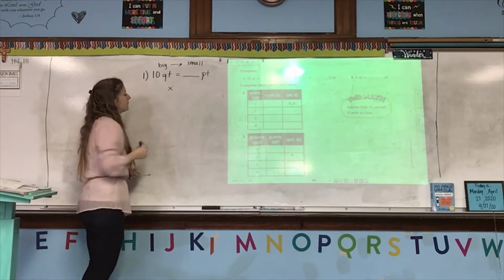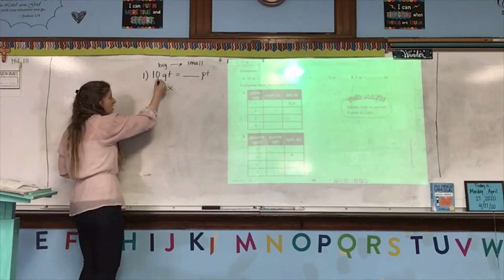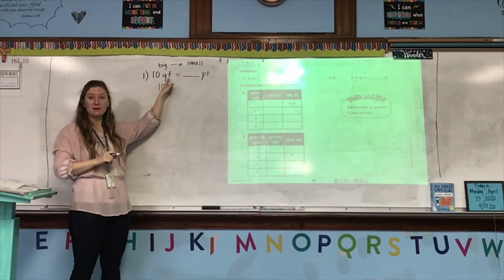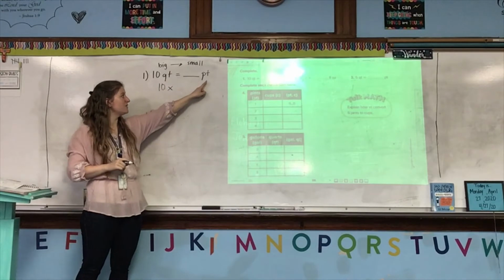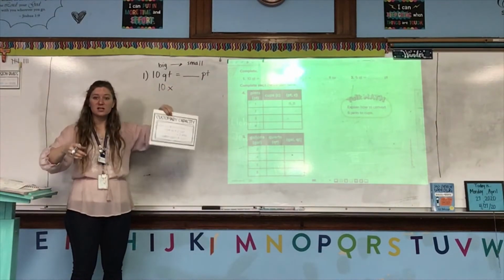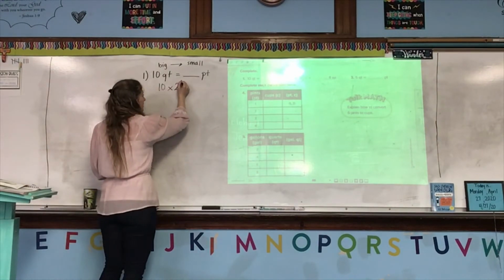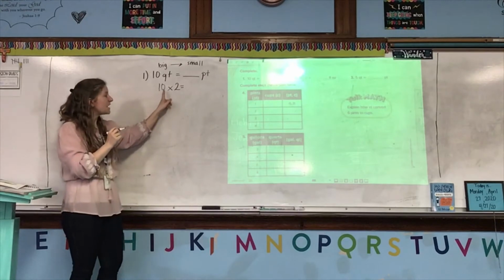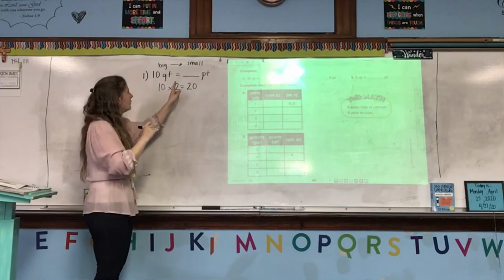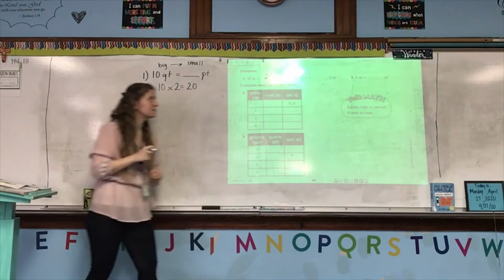We multiply. Now we start with what we know from this inequality, which we know 10 quarts. And then we're going to multiply. We can't multiply by the number of quarts in a quart, so we have to multiply by the number of pints in a quart. Our conversion chart tells us that there are 2 pints in a quart, so we're going to multiply by 2. 10 times 2 equals 20, so that means 10 quarts is equal to 20 pints.